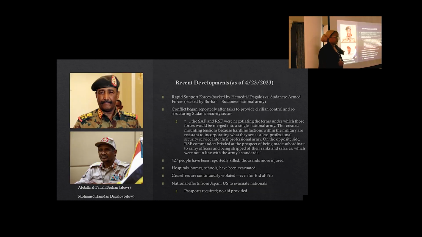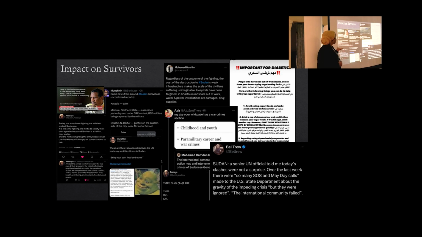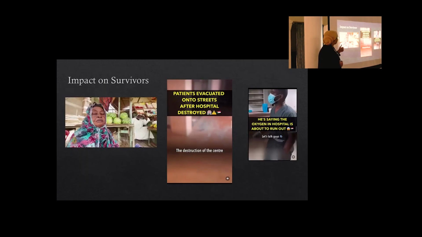This is Burhan, this is Dagalo. Dagalo was the orchestrator of the Darfur genocide. He's one of Bashir's main men in terms of the RSF. So if you have seen what's going on in Sudan right now, I can answer any questions about that, but this is just a quick slide about it. And this is the social media response to what's going on in Sudan at the moment.